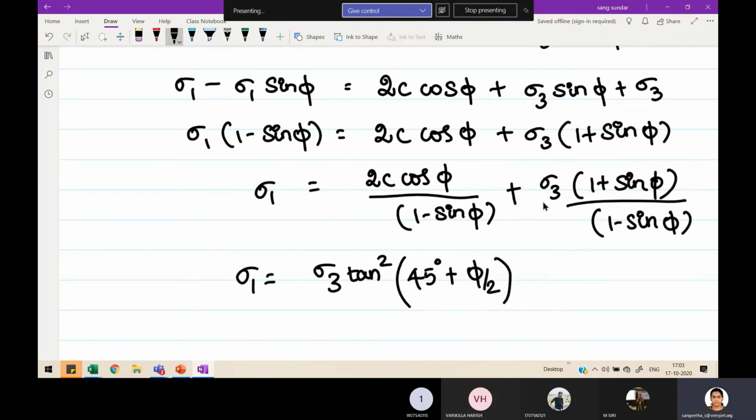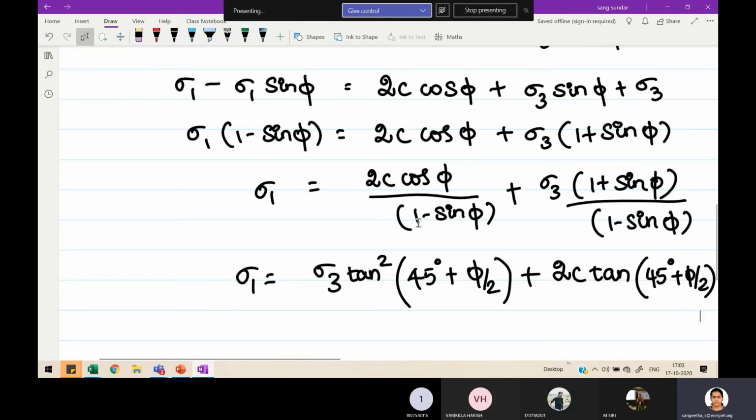You just substitute. See, sin theta can be written as 2 cos theta by 2 sin theta by 2. So just expand them, and then if you simplify it, you will get tan square 45 degree plus phi by 2 for 1 plus sin phi divided by 1 minus sin phi, and cos phi divided by 1 minus sin phi can be written as 2c tan 45 degree plus phi by 2. So you can convert it into this fashion.